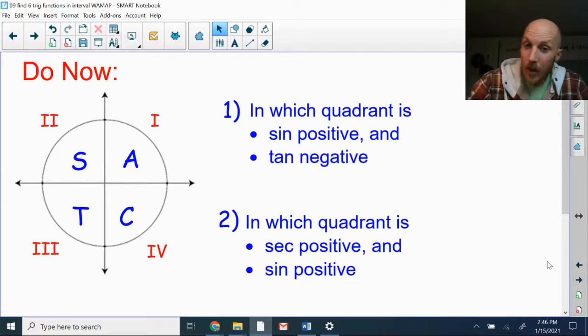All right, now we can jump into a do now, which is kind of like a do later, but whatever, we'll do it at this point. See if you can identify in which of the 4 quadrants we would find a point that has sine as a positive value and tangent as a negative value. And secondly, in what other quadrant would you find secant is positive and also sine is positive?